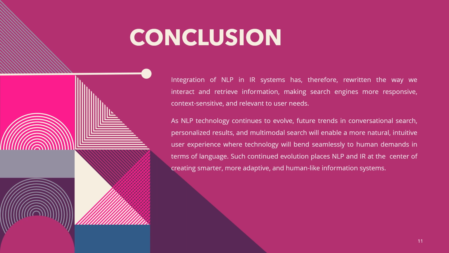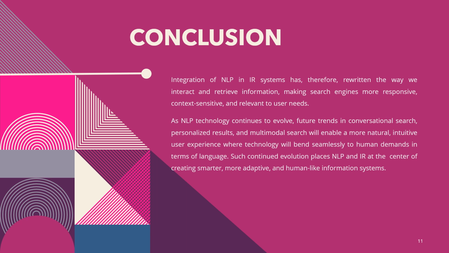Conclusion. In conclusion, integrating natural language processing in information retrieval has transformed how we interact with and retrieve information, making search systems more responsive, context-aware, and relevant to user needs. By applying natural language processing techniques, information retrieval systems can better interpret user intent, handle complex queries, and deliver more precise results, moving beyond basic keyword matching to contextual understanding and personalization.